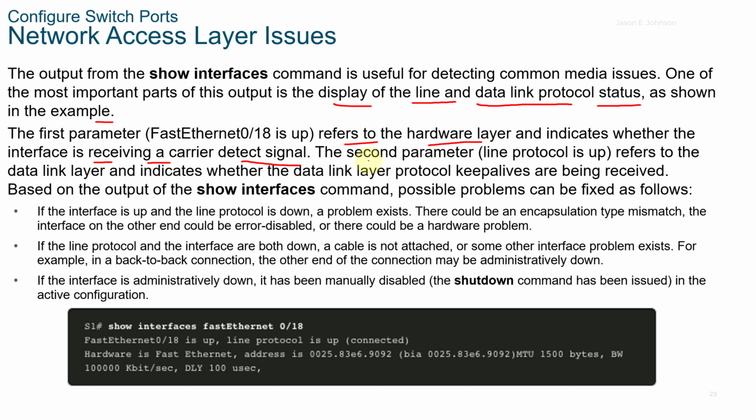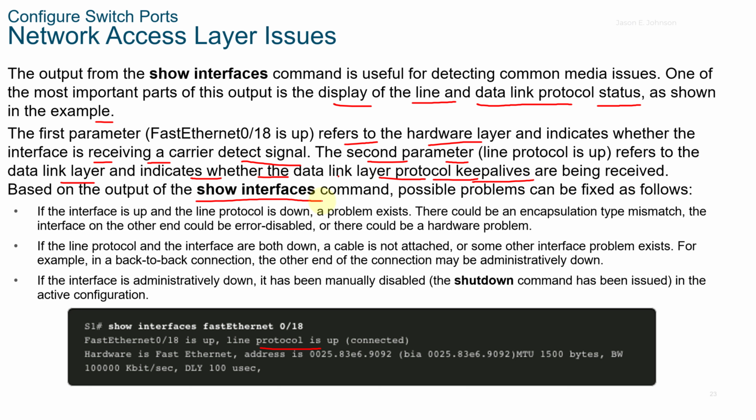The second parameter, the line protocol up, refers to the data link layer, and it indicates whether the data link layer keepalives are being received. Based on the output of the show interfaces command, possible problems can be fixed as follows. If the interface is up and the line protocol is down, you have a problem.